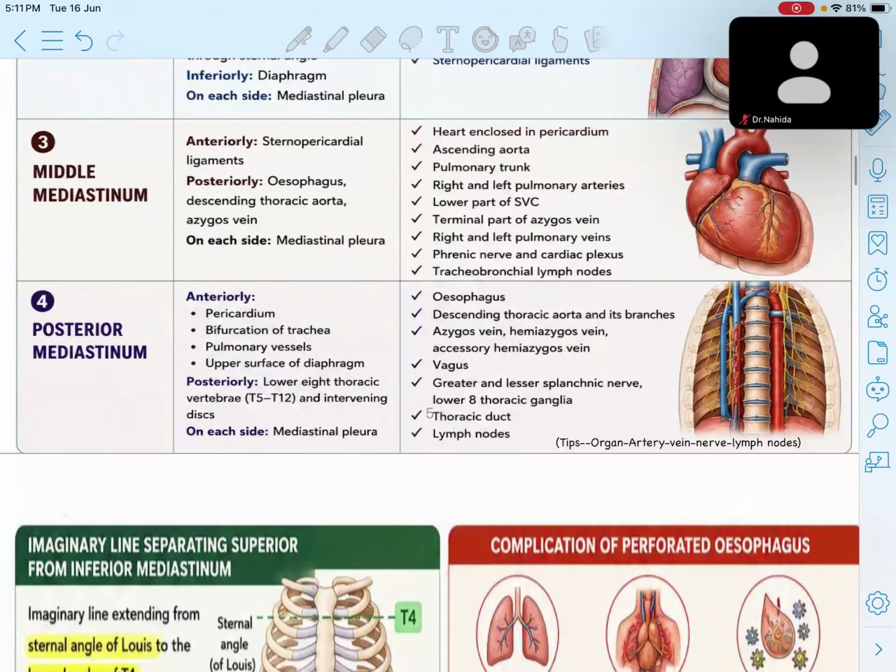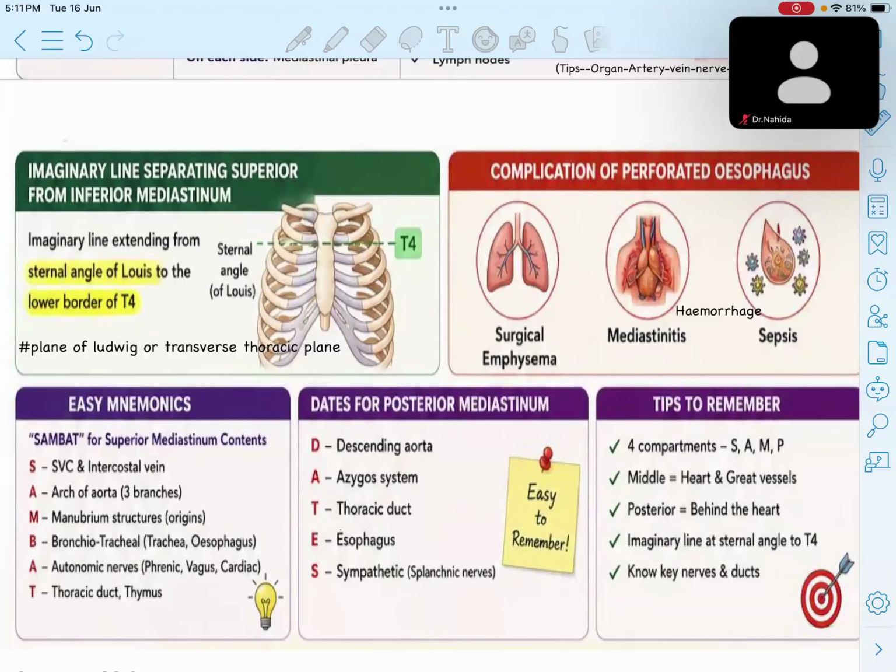Another tip is to memorize a mnemonic for the contents of the posterior mediastinum. D stands for descending aorta, the artery; A for azygos system, the veins; T for thoracic duct and lymph nodes; E for esophagus, the organ; and S for sympathetic or splanchnic nerves. You can remember it through this also.